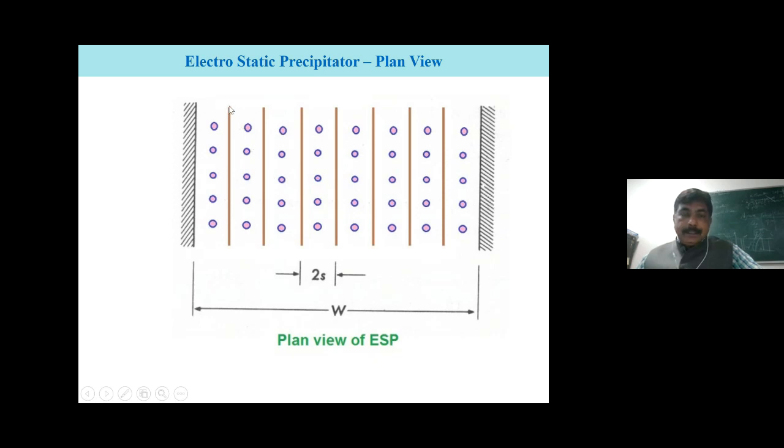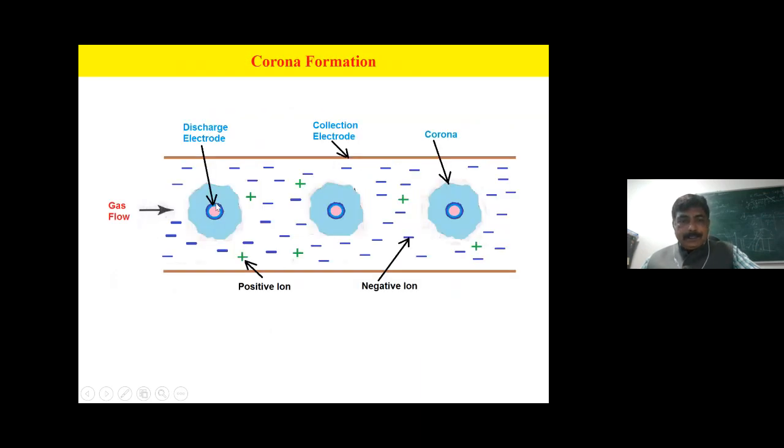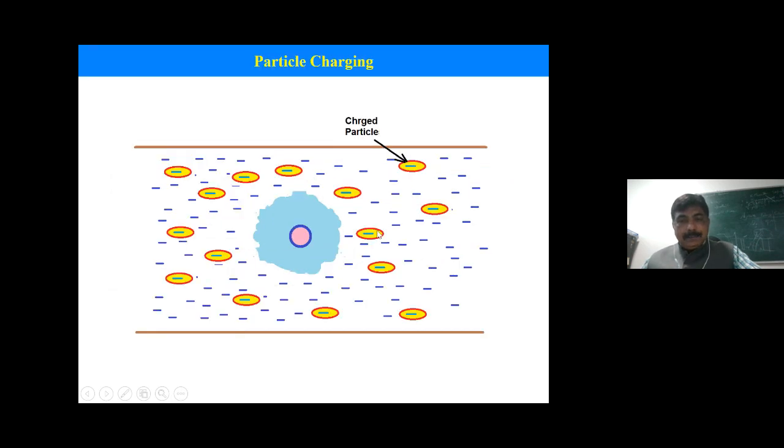When we see inside an ESP, this is the main body in plan view. These brown plates are called collecting plates, where particles can collect. These circles are actually the cables, called discharge electrodes. From here the electrons are jumping out, and each cable is connected to a TR set. See, these are the cables. This releases electrons, which get attached to the particles, and then the charged particles move towards the plate.